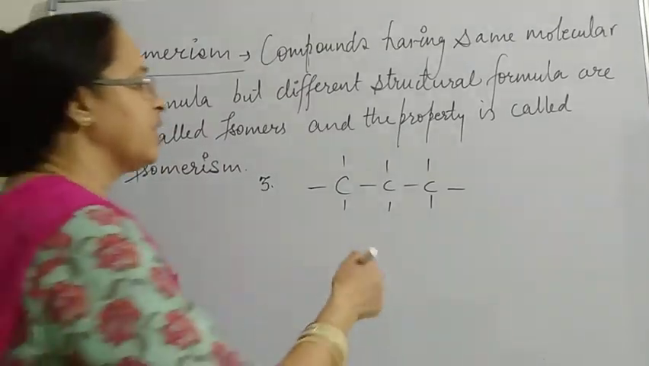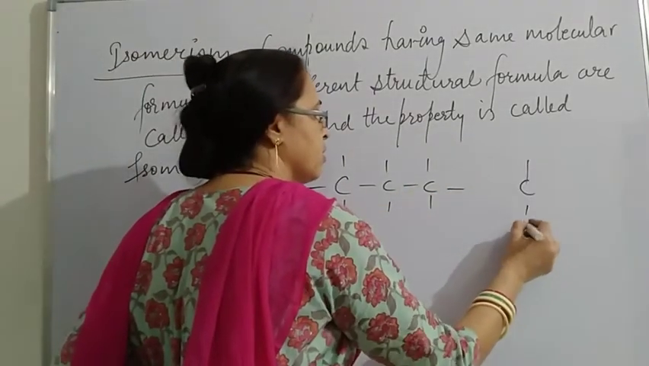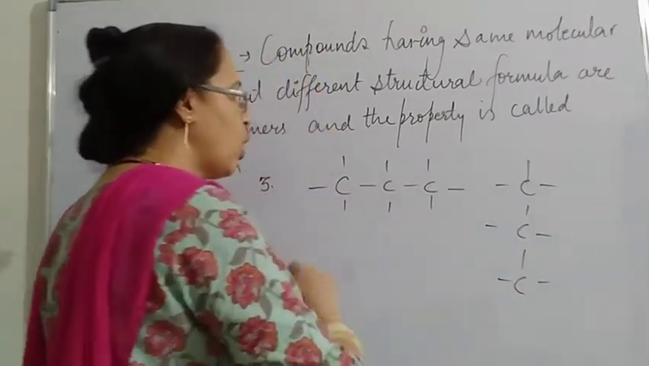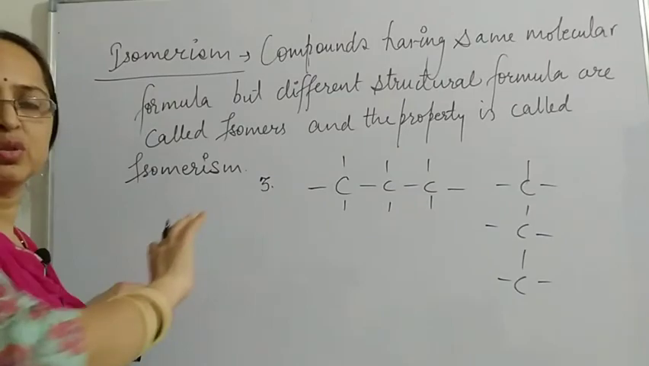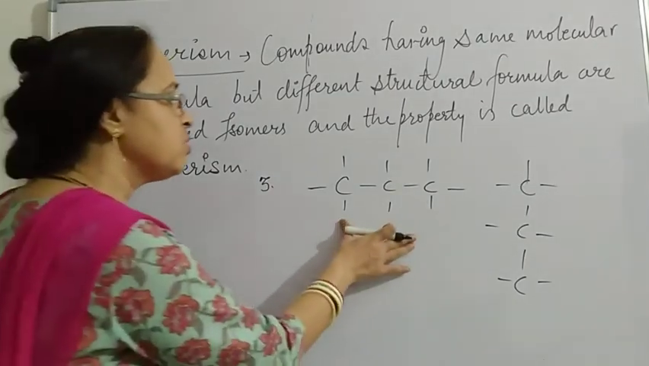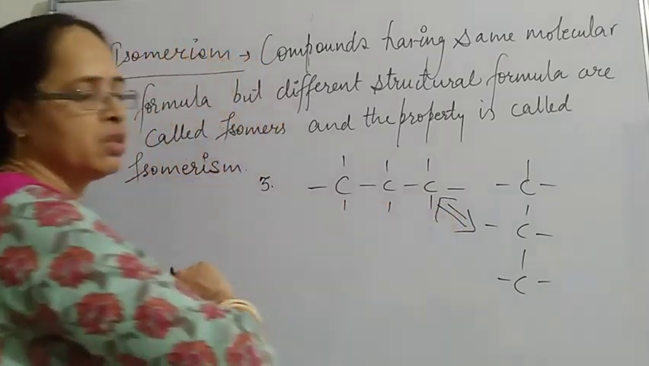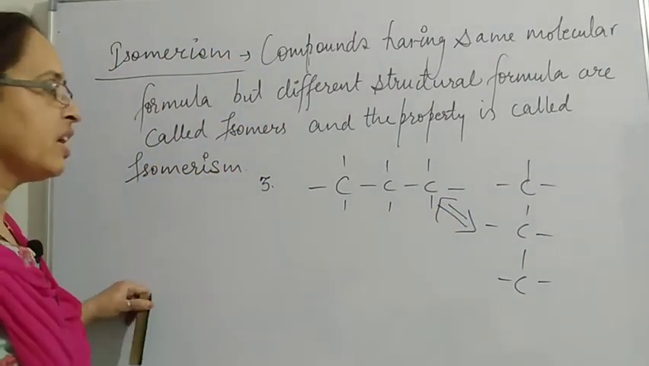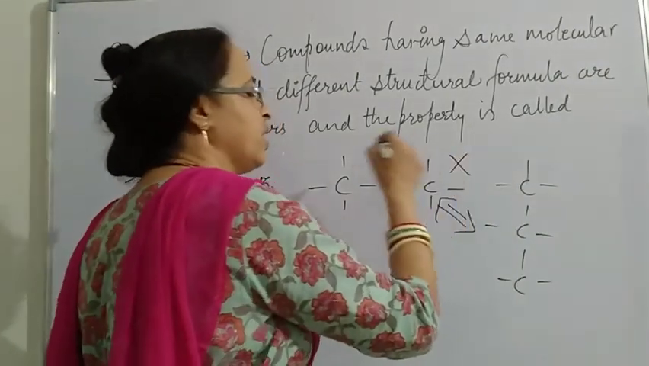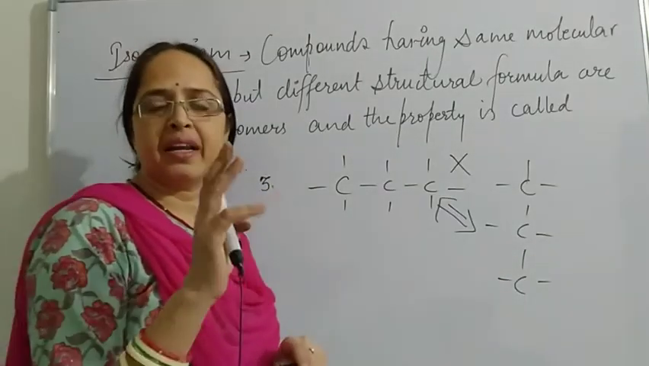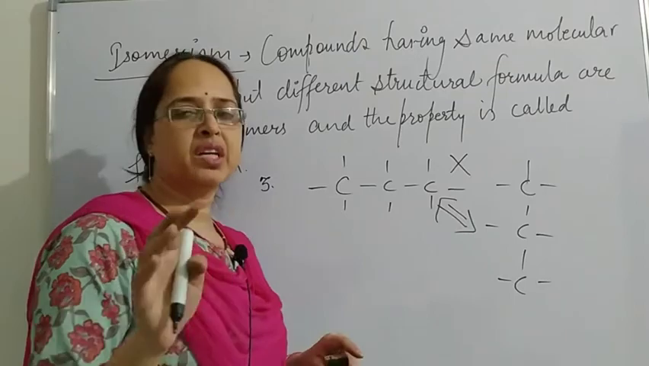When you arrange this in this manner, it will again form a straight chain, or you make it in this manner, then also it will form the same chain. That means this structure and this structure both are equal. They both are equal. So this will also not form any isomer. That means for carbon 1, carbon 2 and carbon 3, they don't show any isomer.